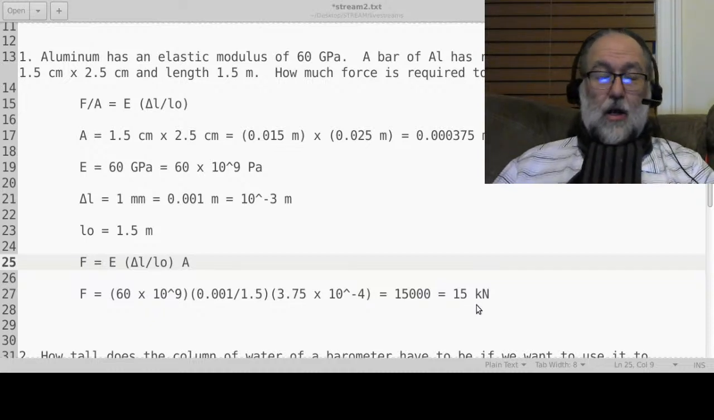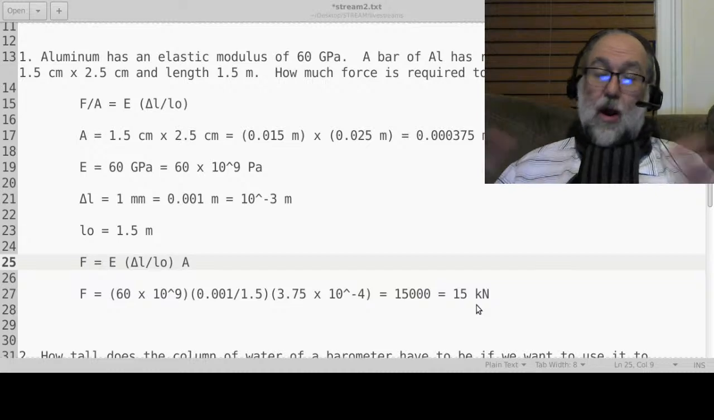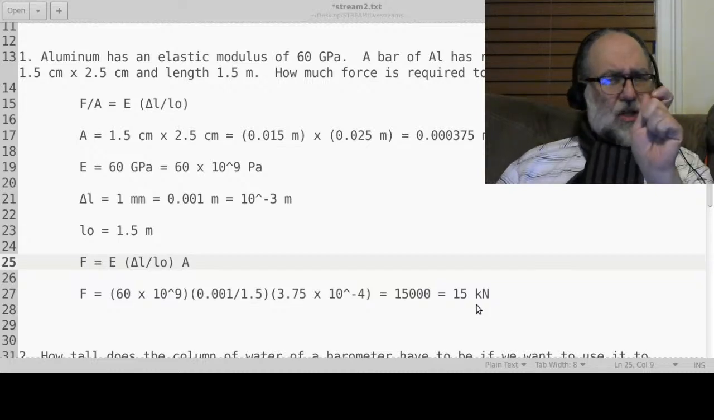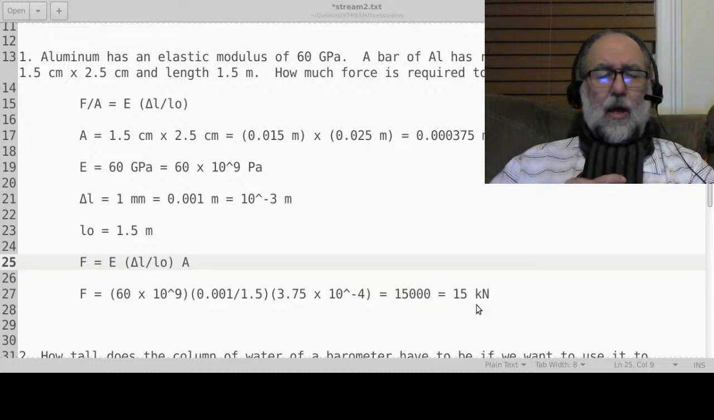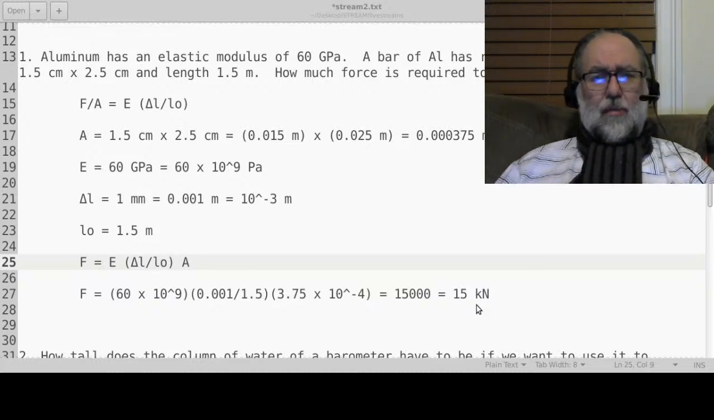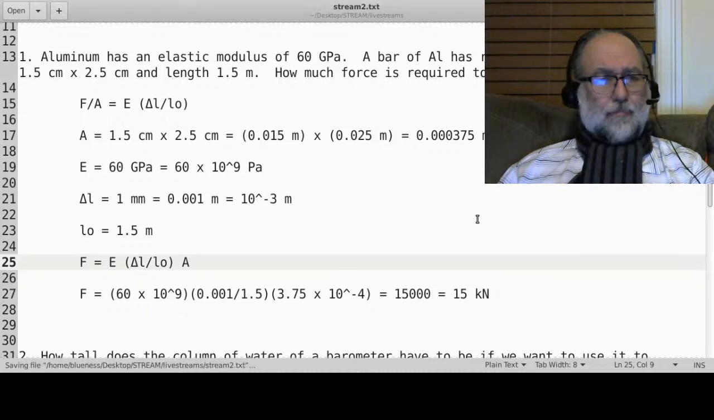There's the answer. So aluminum is pretty strong. Your bar is 1.5 meters long, but just to stretch it 1 millimeter, with about the width of a dime, that's going to require quite a bit of force because it is, after all, a metal. Nothing much deeper with these problems. So there we go. Let's do the next problem.